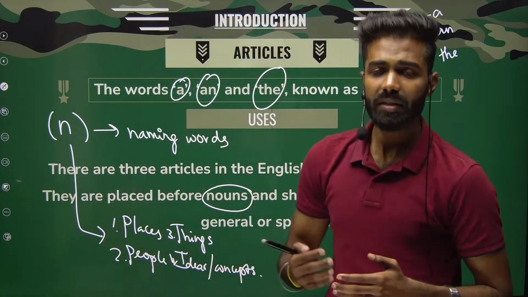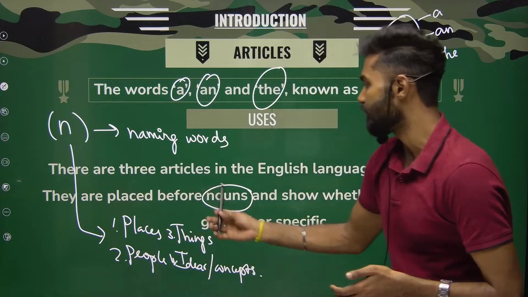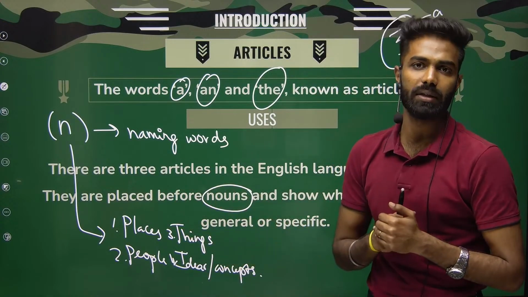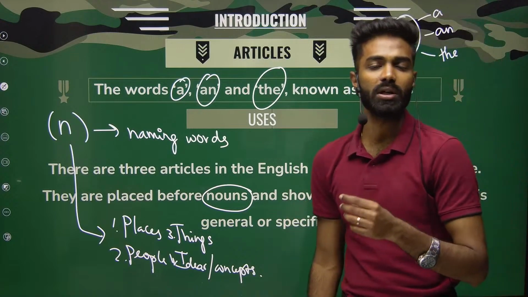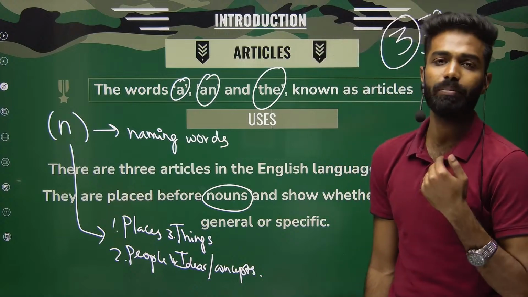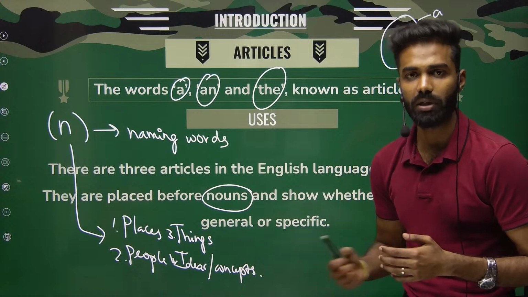So where to place an article? Sir, in case I'm placing an article, then it has to be in front of a noun, okay? Before a noun, I should be placing an article, all right? Not a pronoun, conjunction, adverb, adjective, no, okay? In case I'm planning to place an article, then it has to be only before a noun. And I totally know what a noun is.